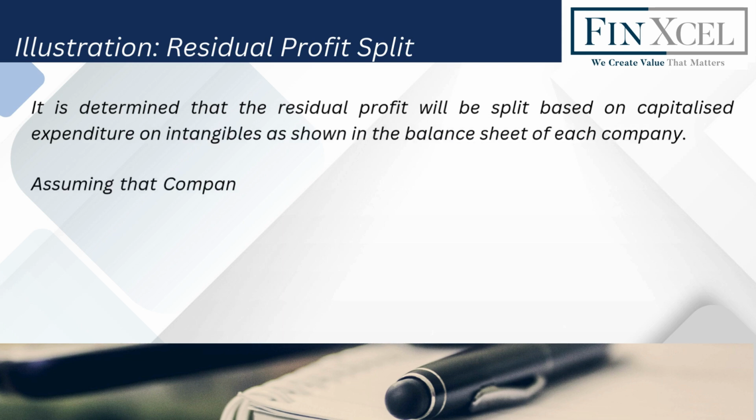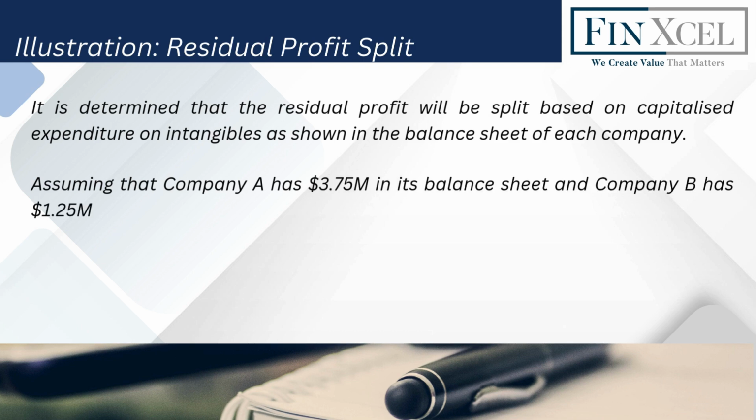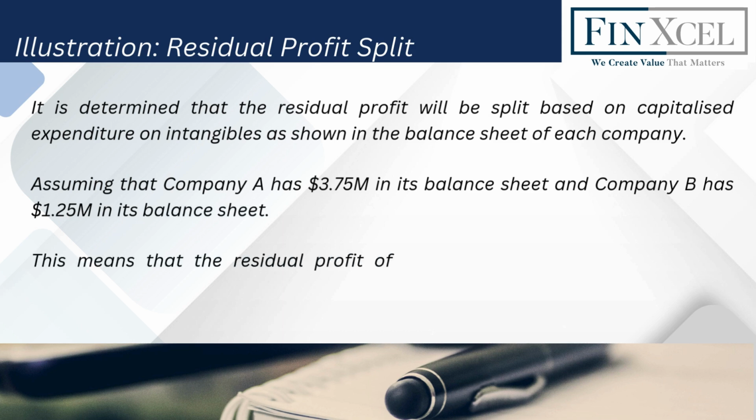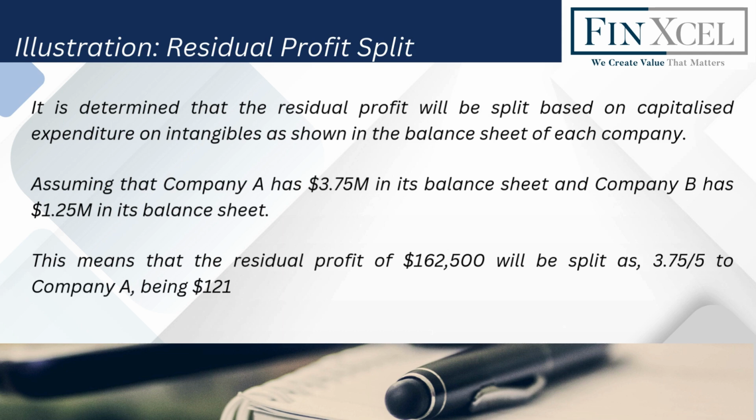Assuming that Company A has $3.75 million in its balance sheet and Company B has $1.25 million in its balance sheet. This means that the residual profit of $162,500 will be split as 3.75 divided by 5 to Company A, being $121,875, and 1.25 divided by 5 to Company B, being $40,625.